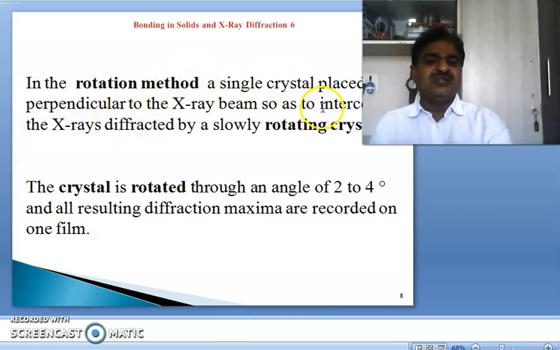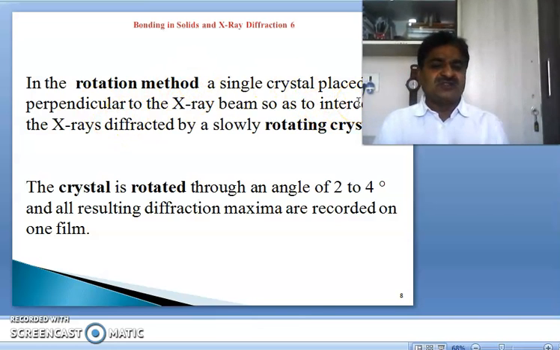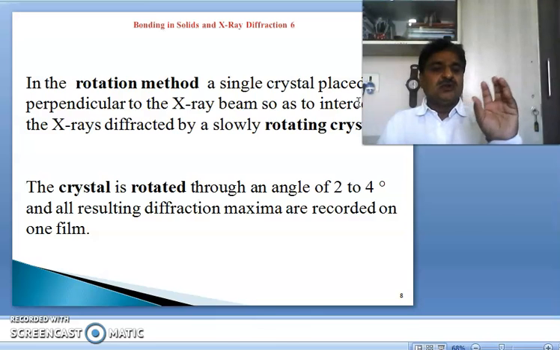In the rotation method, a single crystal is placed perpendicular to the X-ray beam so as to intercept all X-rays diffracted by the rotating crystal. The crystal is rotated through an angle of 2 to 4 degrees, and all resulting diffraction maxima are recorded on the film.